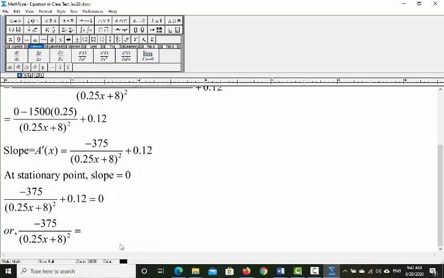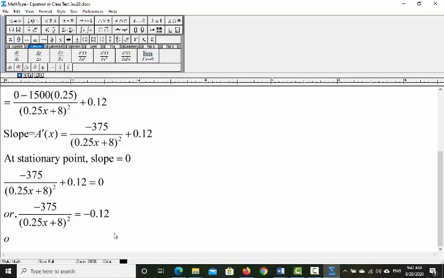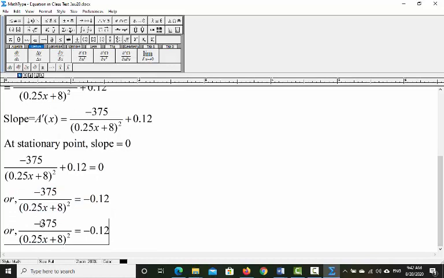If you move this one to right hand side, we will have minus 0.12. And we can see that we have minus on both sides. So both the minus will cancel each other out. Now we can do cross multiplication. According to the cross multiplication rule, the cross items can replace each other's position.